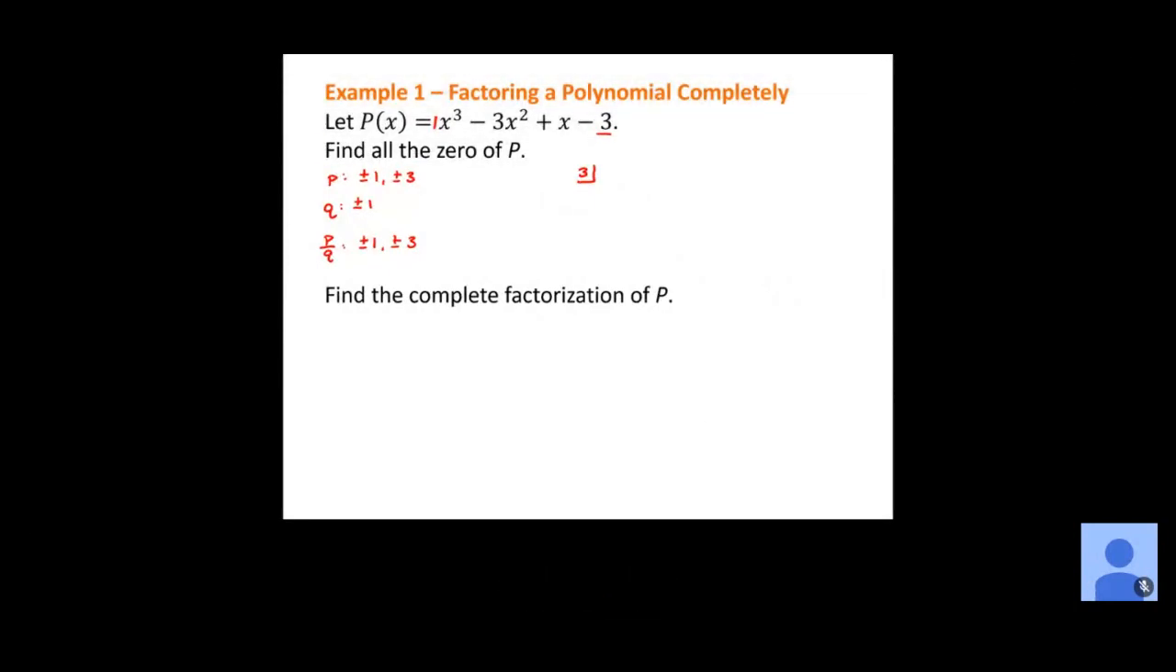So now we need our coefficients. This time we're not missing any terms, so it's just going to be positive 1, negative 3, positive 1, negative 3.